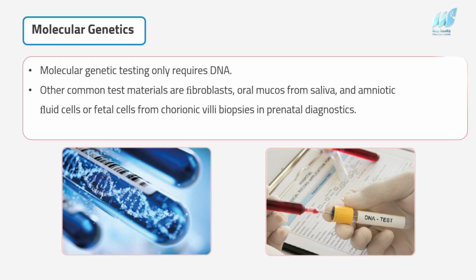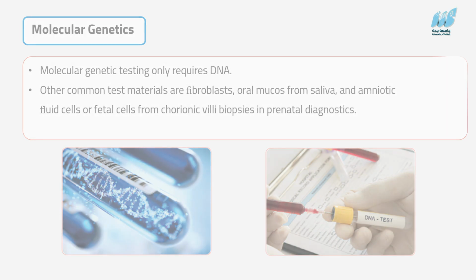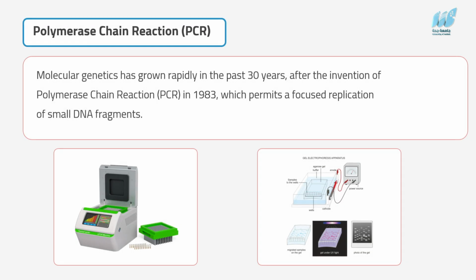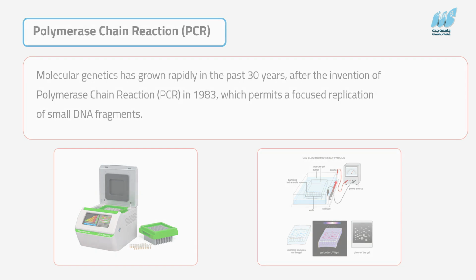Other common test materials are fibroblasts, oral mucosa from saliva, and amniotic fluid cells or fetal cells from chorionic villi biopsies in prenatal diagnosis. The first and most common method used for molecular genetic testing is PCR, which focuses on amplification of small DNA fragments. After PCR, the amplification products can be further examined with respect to sequence, size, and quantity.